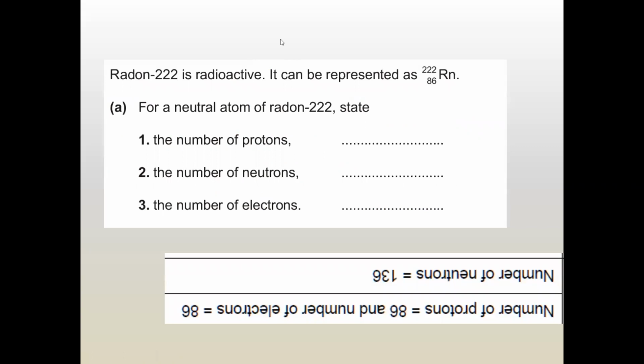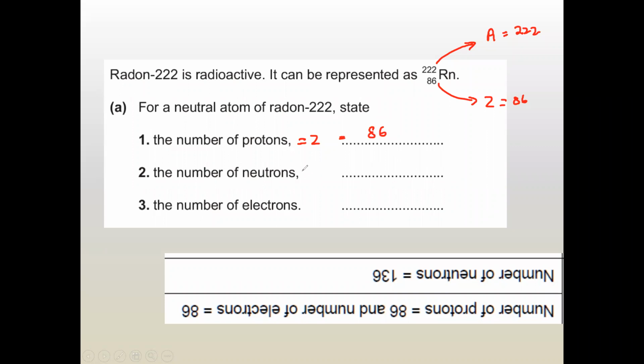Another question: radon, which is 222, is radioactive. It can be represented by the symbol 222 and 86. So what is the nucleon number? The nucleon number, or A, is equal to 222. And what is the atomic number or the proton number? That's equal to 86. For a neutral atom, we have to find and state the number of protons. The number of protons is actually given by Z. So that is equal to how much? It will be equal to 86.